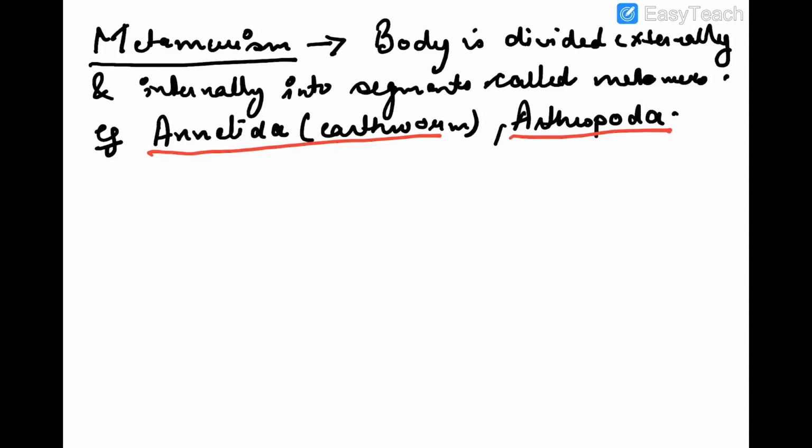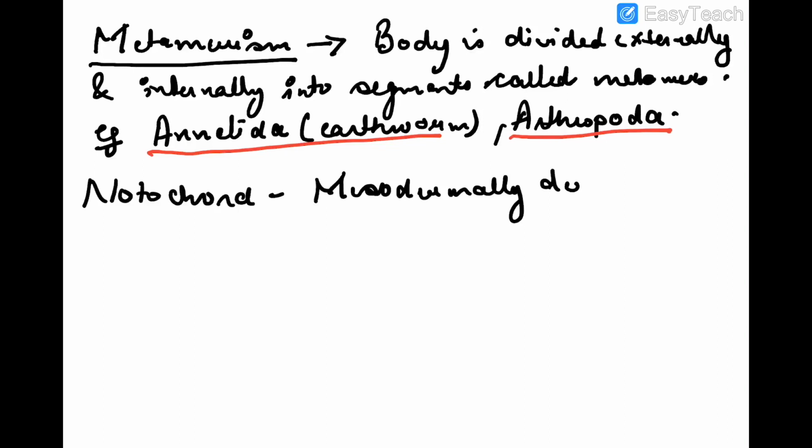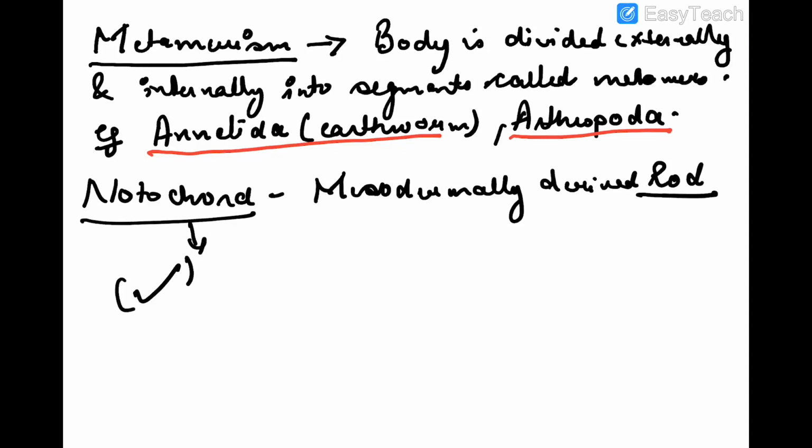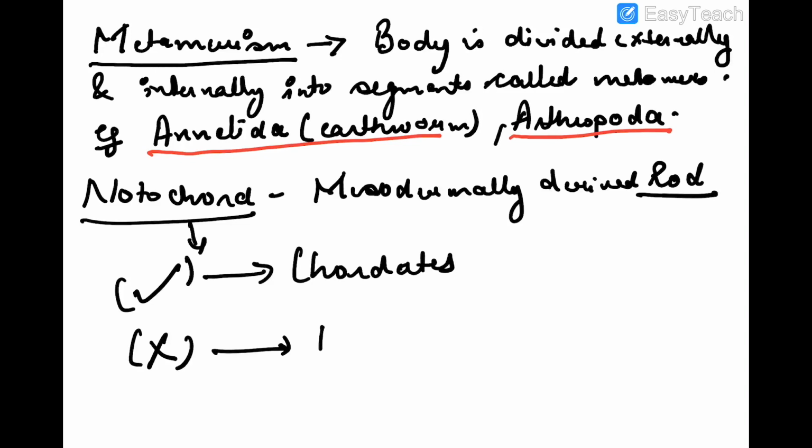Now the last basis of classification is notochord. Notochord is a mesodermally derived rod, which is known as notochord. If this notochord is present, then the organisms are known as chordates. And if this notochord is absent, then the organisms are known as non-chordates.